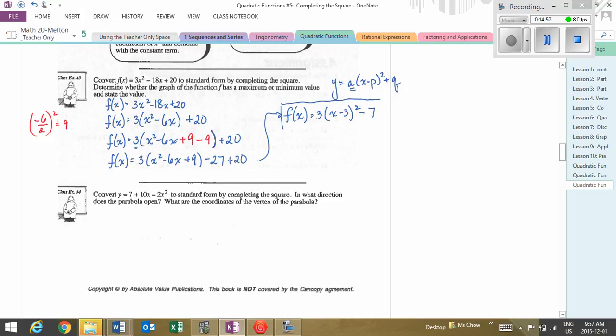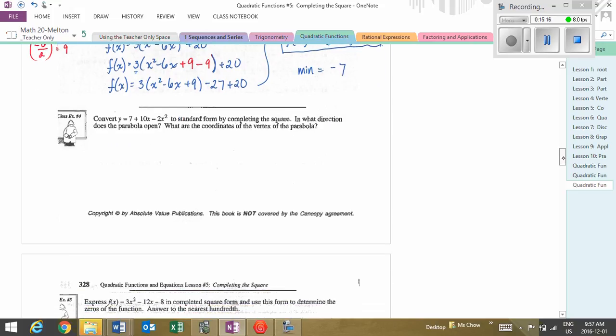So there is our vertex or standard form, and again, it's looking for a maximum or minimum value. Because we can see that a is positive 3, it opens up. That means we have a minimum value. That minimum value is our q value, which is negative 7.